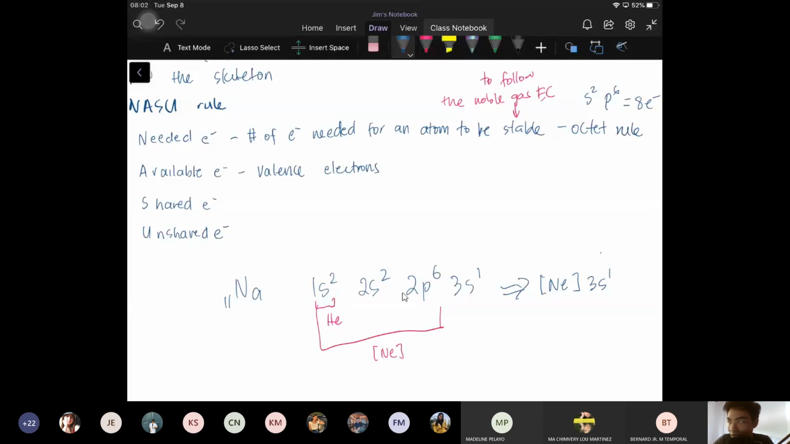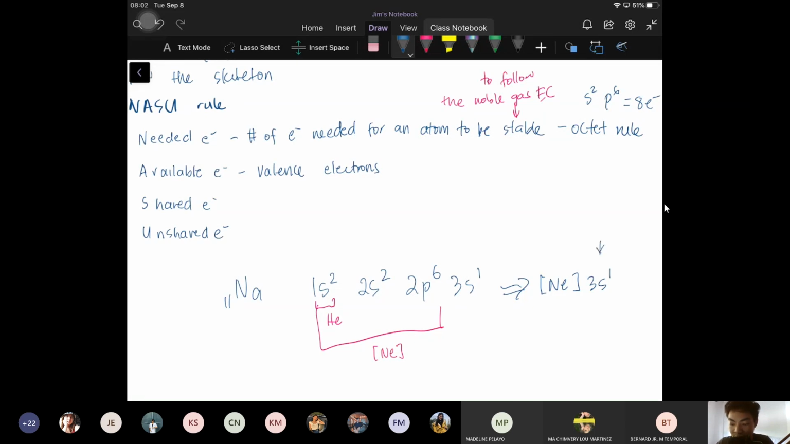Paano uli nalalaman kapag inner electrons? You just trace, no? Kung anong noble gas yung kanilang nire-represent. For example, ayan, anong noble gas nire-represent ng 1s2? Helium. Anong noble gas ang nire-represent ng 1s2, 2s2, 2p6? Neon. Then, anything outside that range, outside this bracket, that is the valence electron.